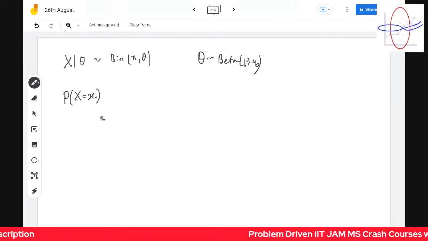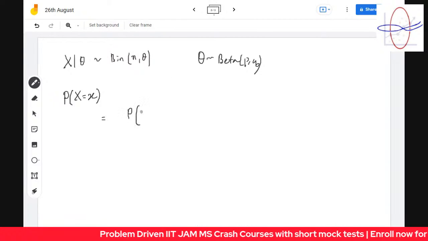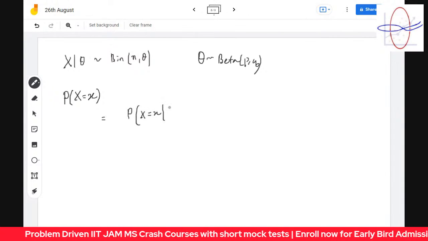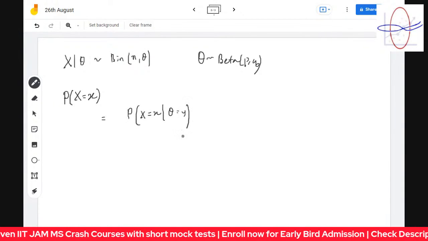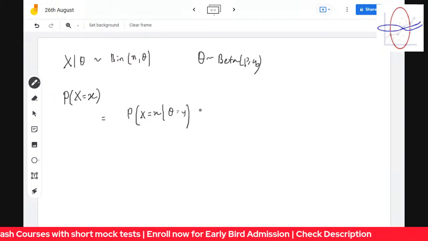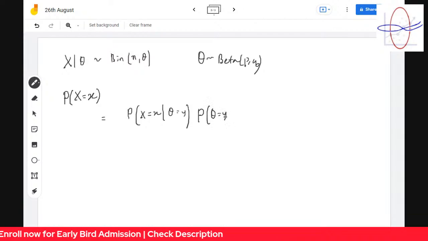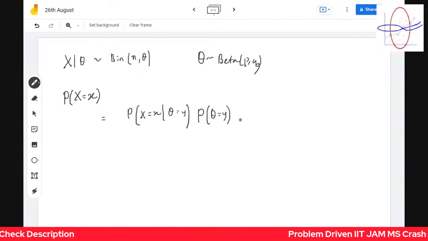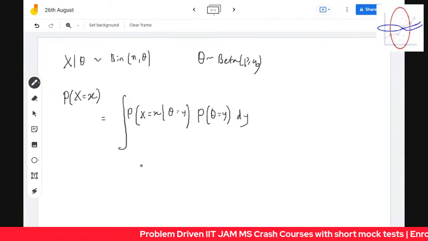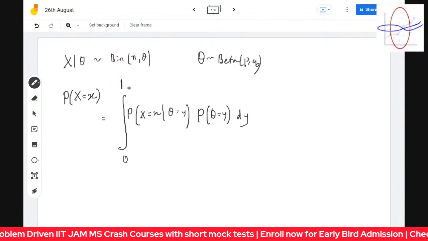So how do you use the marginal? What we do is that we write down probability x is equal to x given theta is equal to y. Okay, and if we do the conditional part, probability theta is equal to y, that means probability x is equal to x and theta is equal to y, dy, and we do an integration over the y. That means the theta is varying, okay? The theta is varying and it can take values from 0 to 1. So that's the basic idea.